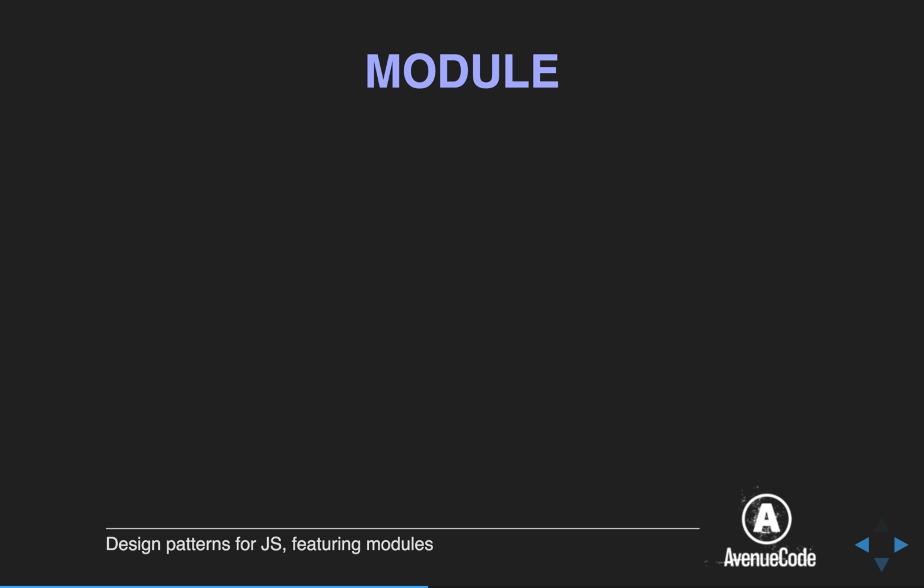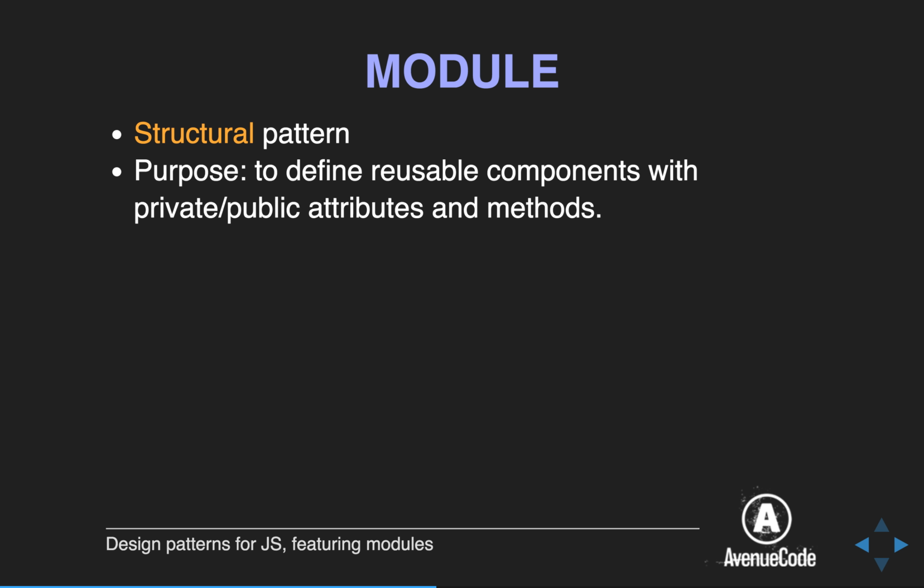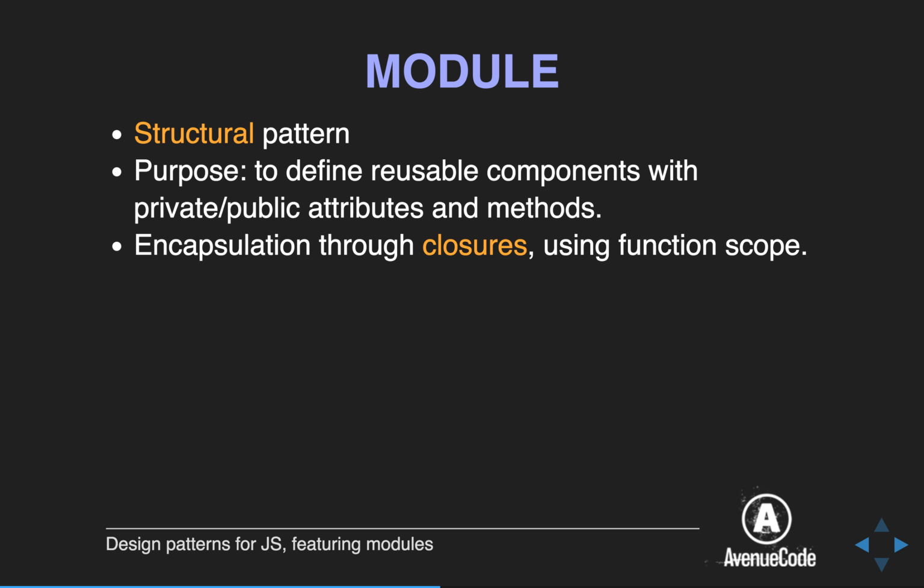Okay, so let's jump into modules. Module is another pattern that was not in the 23 patterns from Gang of Four, but it's still a pattern. It's a structural pattern, and the purpose is to define reusable components with private and public attributes and methods. It does encapsulation through closures, that you guys have just played a little bit with, using the function scope.